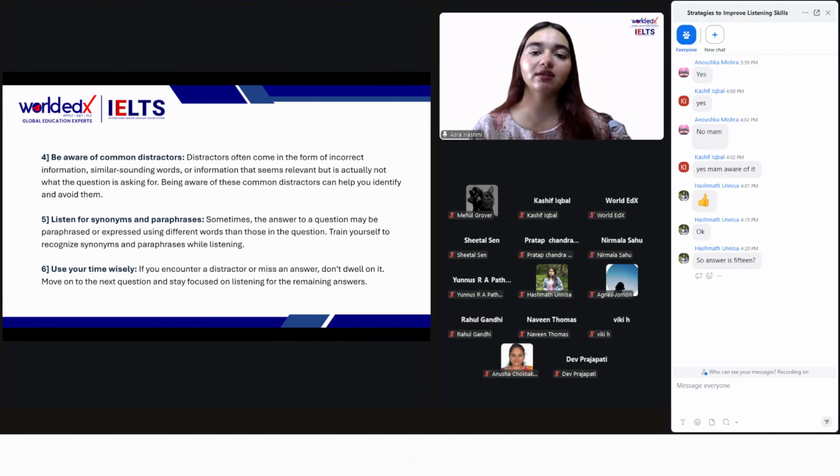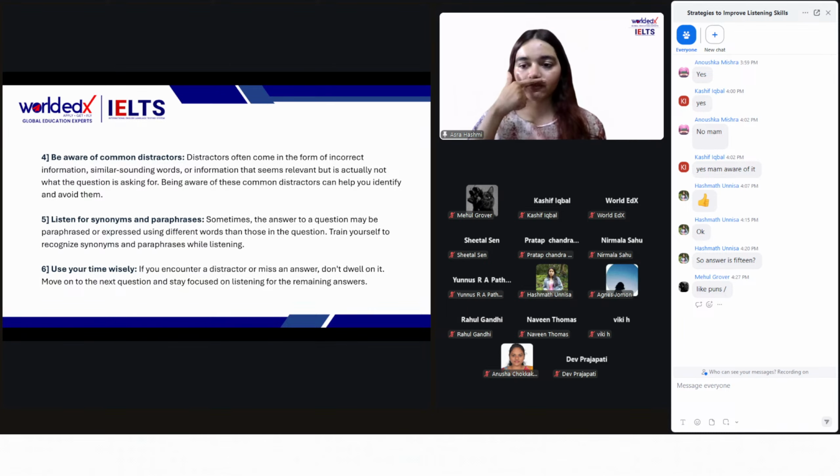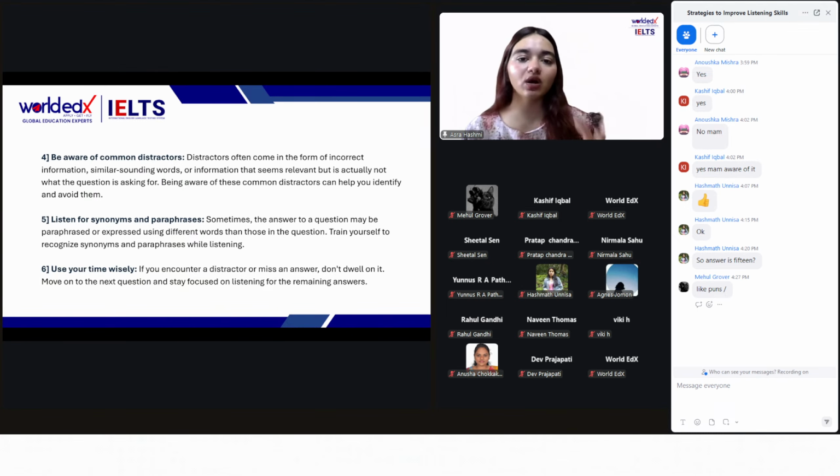And listen for synonyms and paraphrasing. It goes without saying that in IELTS, be it your reading section, your writing section or your listening section, you will have synonyms and paraphrasing. So if at all you can't really comprehend a particular word, do not scratch your head, because at that point in time you can't really do anything.